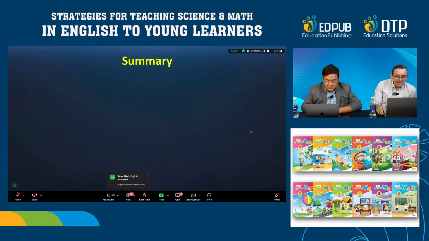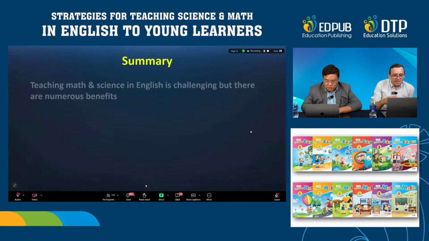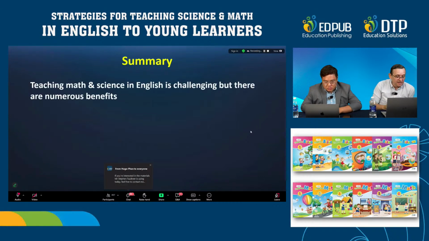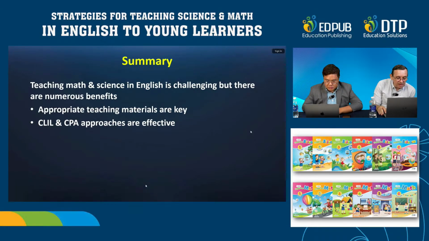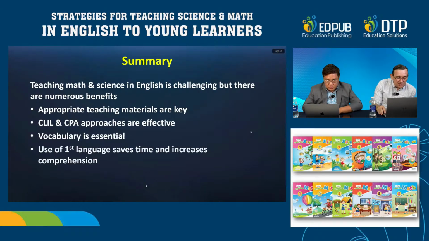Okay, just to summarize everything we've talked about. Teaching math and science in English is challenging. It's not easy, but there are numerous benefits. Appropriate teaching materials are key. The CLIL and the CPA approaches are effective. Vocabulary is essential. We absolutely have to teach the vocabulary. The use of the first language saves time and increases comprehension. And we need to integrate the technology into lessons.